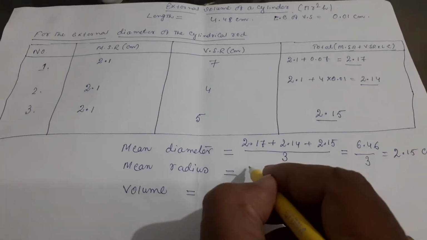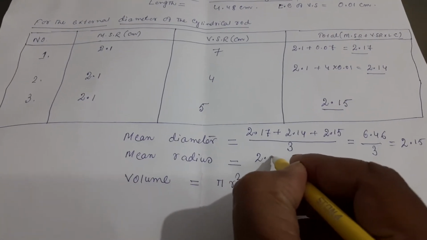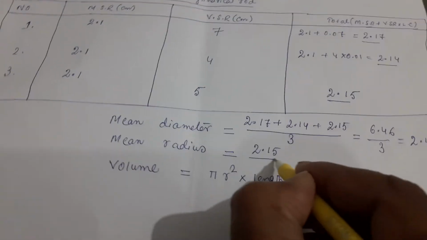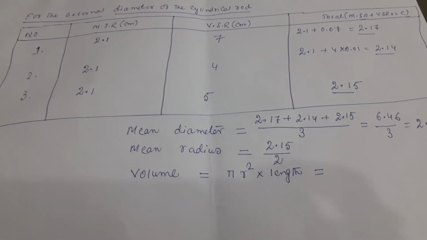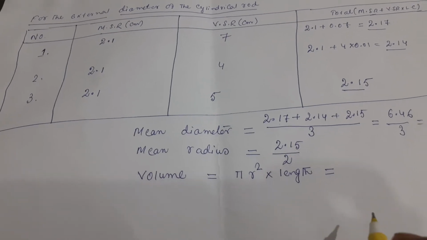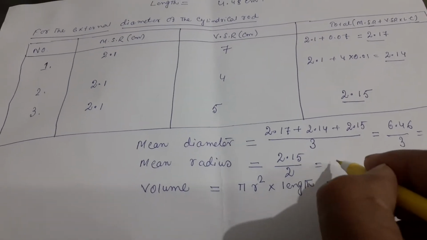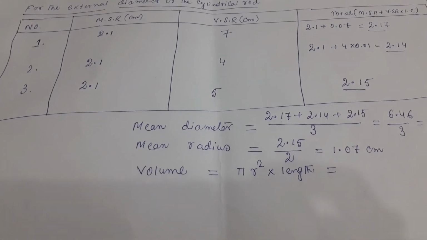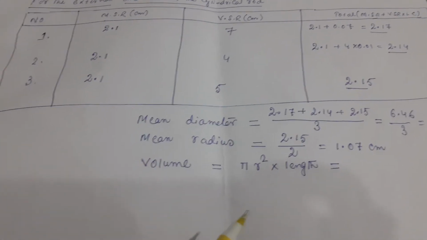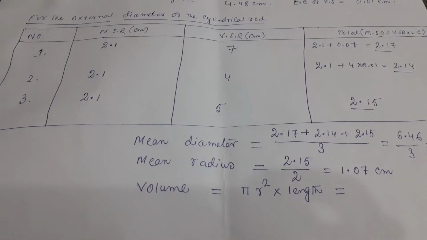Now radius, how can we find that? D by 2 is actually the radius. So 2.15 divided by 2, if you do that, then 1.07. Then 1.07 centimeter is coming here. Okay, now the calculation is not over yet.